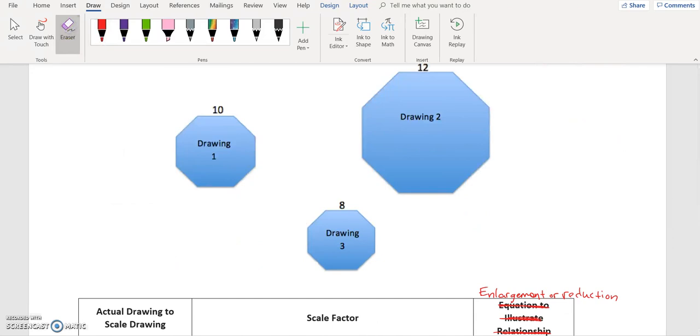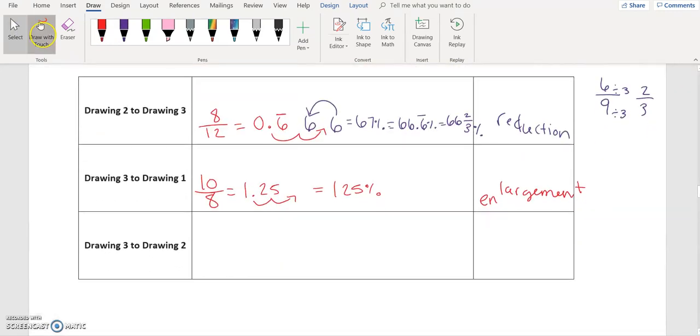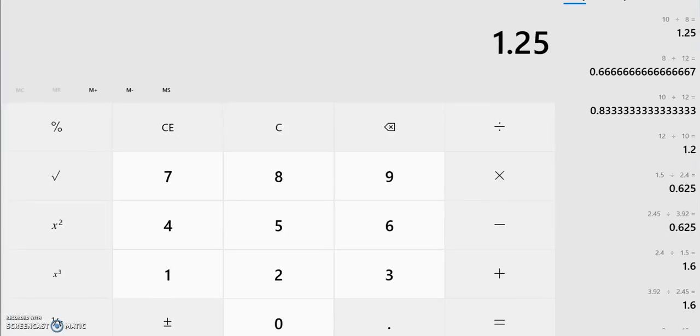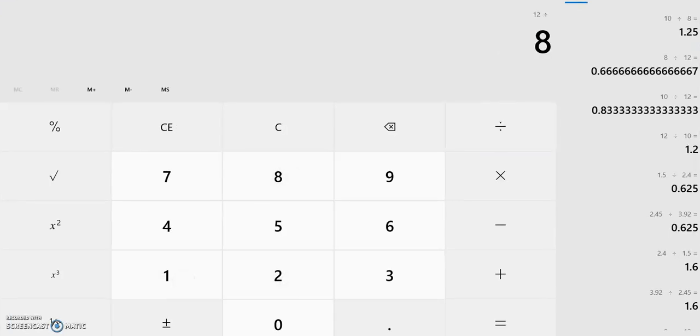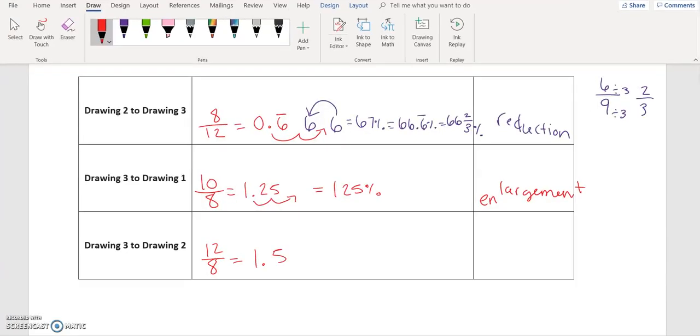And finally, 3 to 2. From 3 to 2, it is getting bigger. So we're going to say it's an enlargement. So original is 8. 12 divided by 8 is equal to 1.5. Move the decimal 2 places to the right. It's equal to 150%. So it is an enlargement.